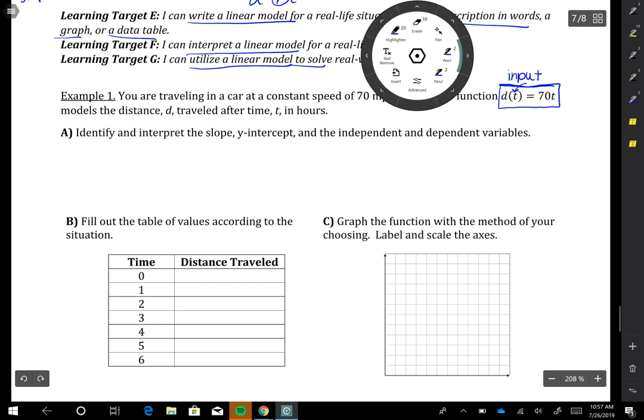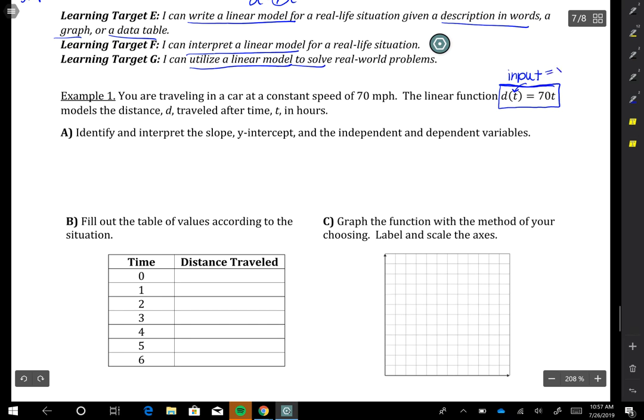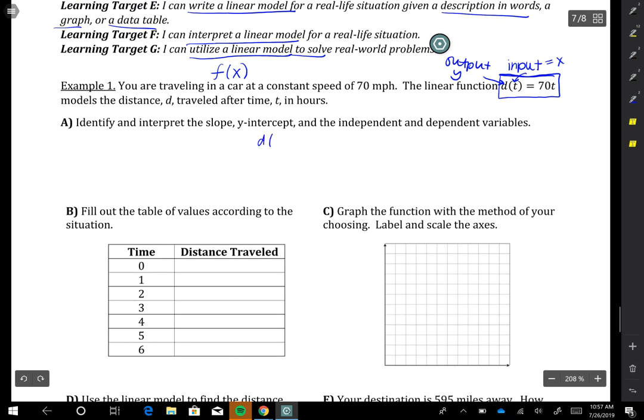Also your input is your X, which is usually your independent variable, and your output is your Y, your dependent variable. And the general function form, remember we use f of x. So when we have these real world situations, it's nice to use letters that pertain to the situation so we remember what they represent instead of just f and x. So given this function, I'm just going to write it down here again. D of t equals 70t. Identify and interpret the slope, the y-intercept, and the independent and dependent variables.